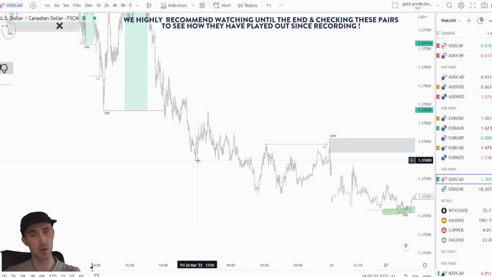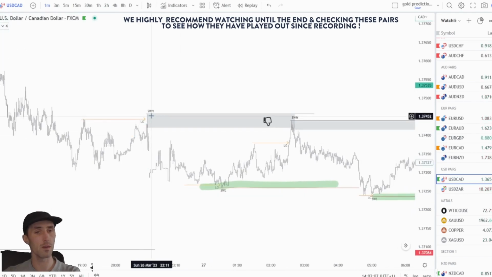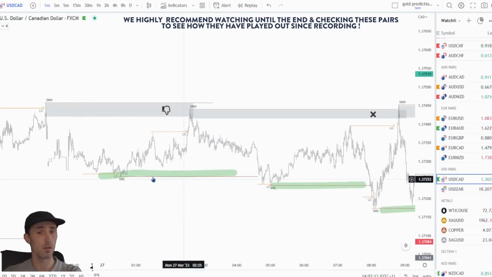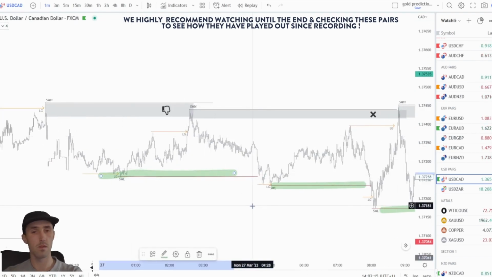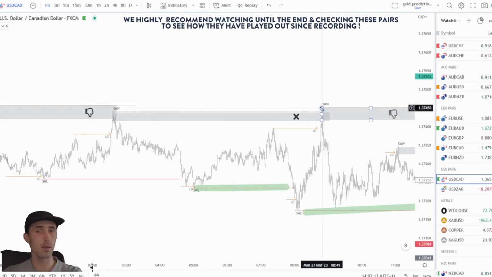Lows are taken, lows are taken, lows are taken. We get down to here. Lows are taken. This is market close, by the way, so don't worry too much about that price action. The low is taken. Price pulls back. Yes, it does liquidate these highs here, but it's very minor.